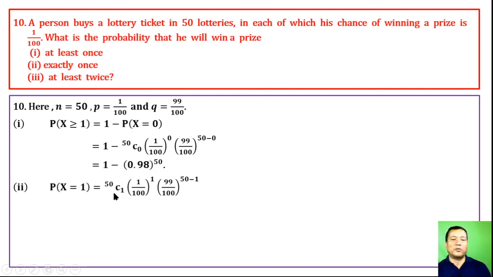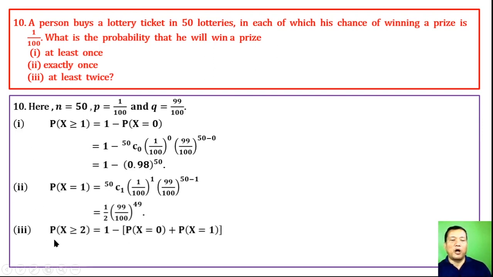Exactly 1: P of x equal to 1 is 50 C 1 into 1 by 100 power 1 into 99 by 100 power 50 minus 1. Simplify, we get this. At least twice: P of x greater than or equal to 2 is equal to 1 minus of P of x equal to 0 plus P of x equal to 1. Put these two values, we get this, which is the required probability.